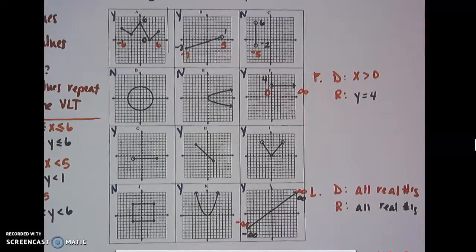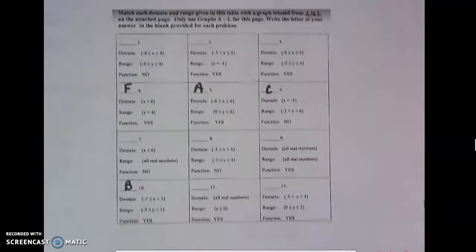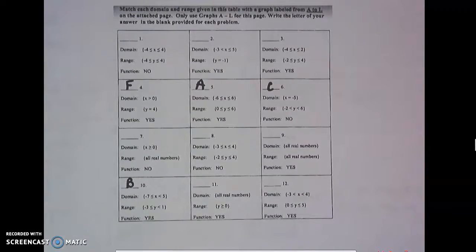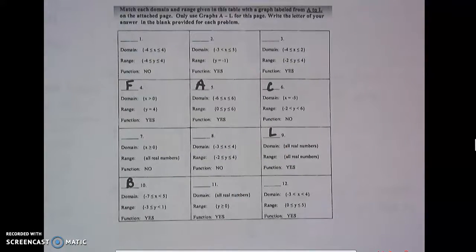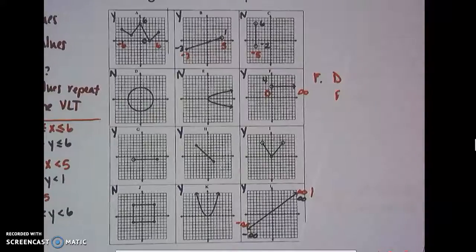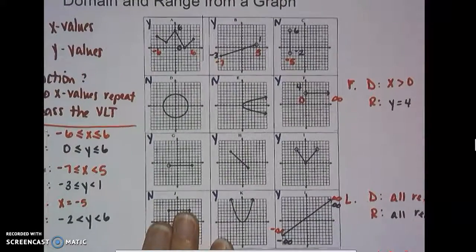And so what that means, looking at the other side of this, we need all real numbers for both of them, domain and range, and it is a function, so letter L will go here for number 9. Okay, so using those 5 examples, we should be able to look at other situations that we might be in for these different things to find domain and range, and if something's a function from the graph.